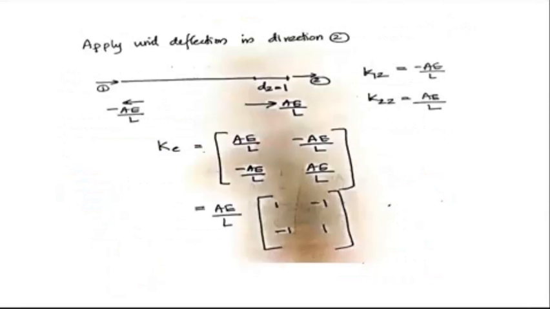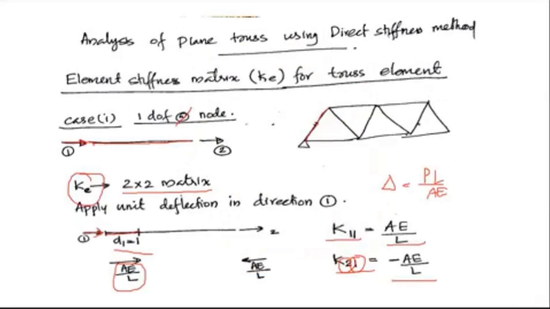Now, similarly, you can apply D2 is equal to 1. At node 2, you apply unit displacement D2 is equal to 1 in direction 2. You find the forces in directions 1 and 2, and you can write K12, the force induced in direction 1 due to 2, is minus AE by L, and K22 is AE by L. When you arrange it like this, K11, K21, K12 and K22, you can take AE by L outside, and 1, minus 1, minus 1 and 1 is the Ke for a truss element or bar element having 1 degree of freedom per node.